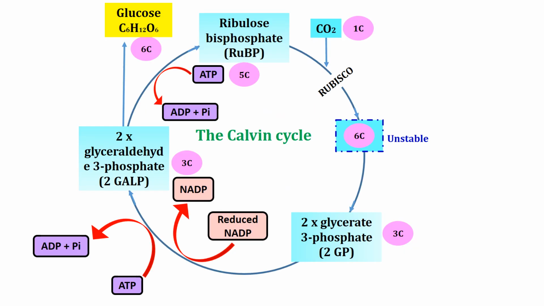This diagram gives you a complete overview of the Calvin cycle. From carbon fixation to regeneration of RuBP, it all works together to produce organic molecules from inorganic carbon dioxide.